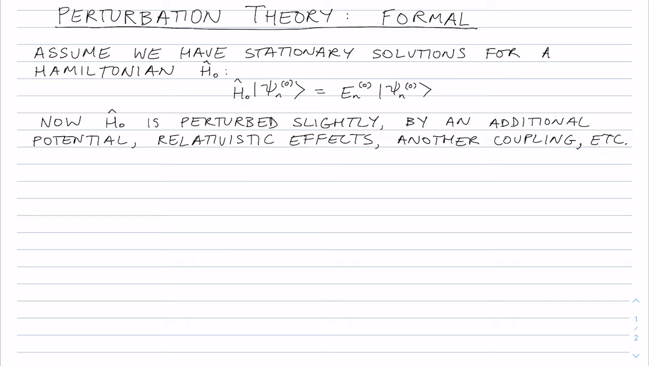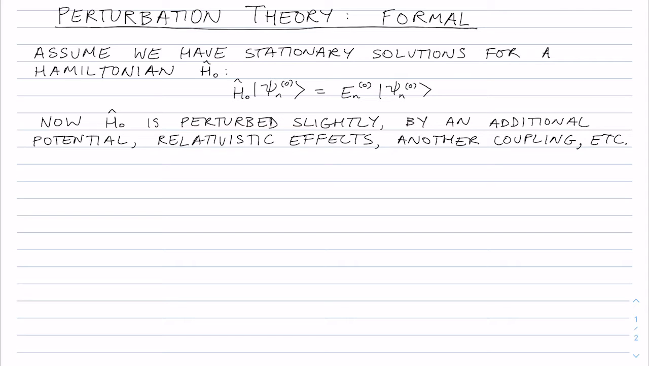So the idea here is that you have a Hamiltonian that you know the solution to, and then there is an additional little change to that Hamiltonian. So you've got an unperturbed Hamiltonian H naught with solutions psi n 0 and En naught, where these are the eigenstates and these are the eigenenergies. So you know this one, and now what we're going to do is add a little perturbation.